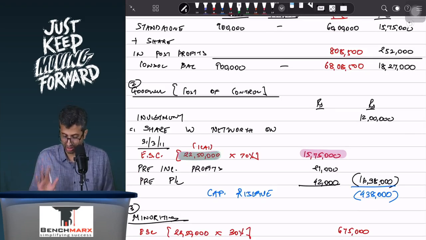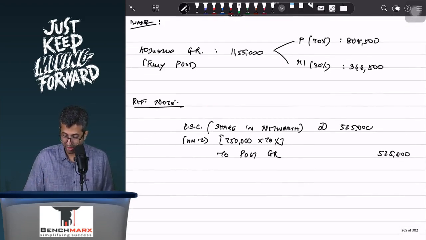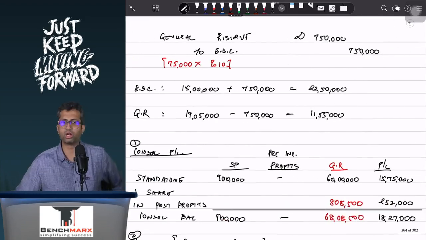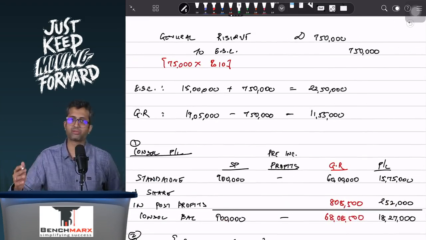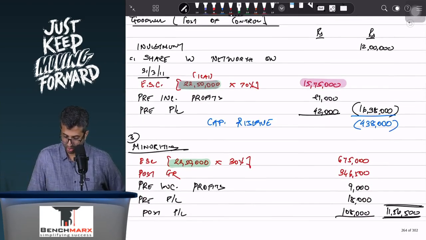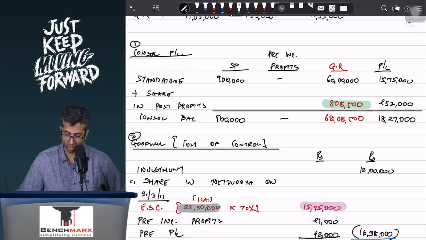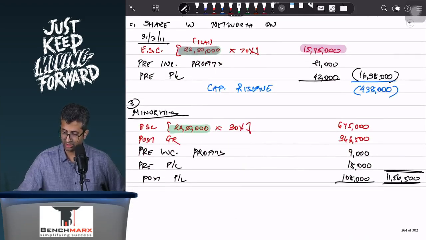ICI has also taken that. And 22,50,000 into 30%. When you look at the general reserve over here, we would say 11,55,000. How did you get 11,55,000? Well, it is your 19,05,000 minus 7,50,000 on the bonus. And hence, you will attribute 11,55,000 into directly 70%, that is 8,08,500 over here, and the remaining, I think 3,46,500 over here.